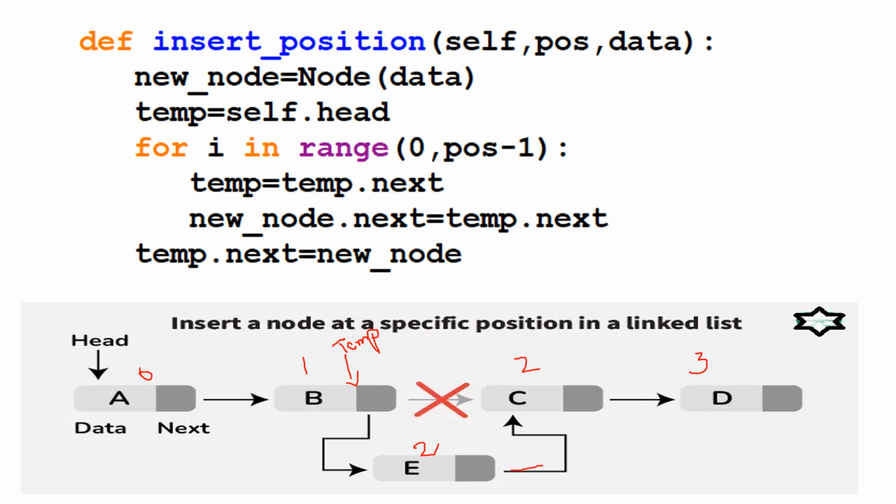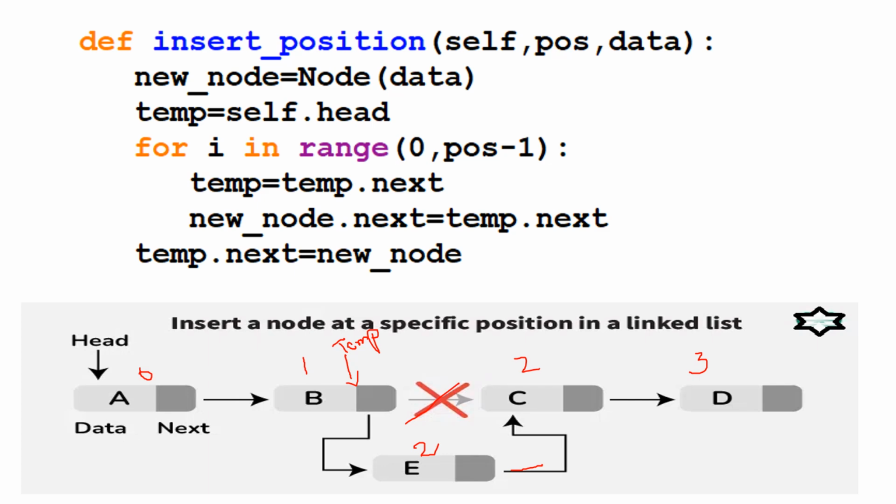Now the connection will be established here, and later this old connection is gone, right? Later temp next is equivalent to new node. Now come out of the loop, then connect temp next is equivalent to new node. Simple. So the new node next is equivalent to temp next, and now temp next is equivalent to new node. Now this E node will be stored in the second location. You stop at position -1 because you need to connect from there. So this is exactly inserting a node at some position.